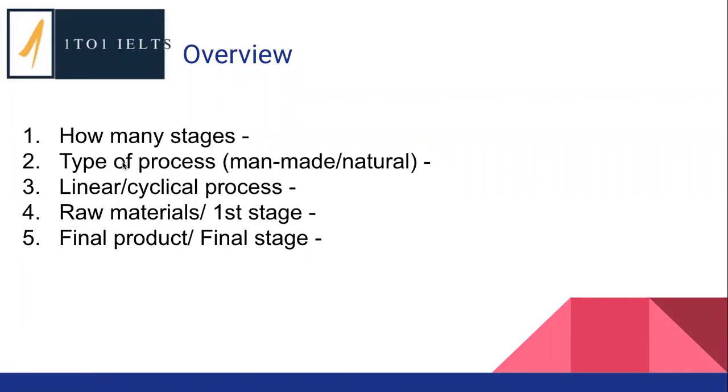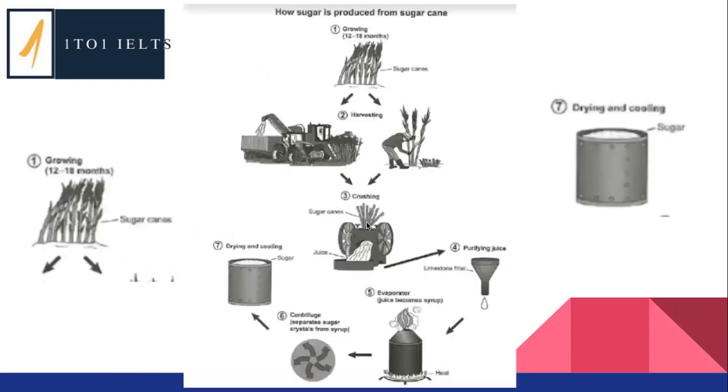Then we want to think about what type of process this is. So we're only going to have 2 options here. You're going to have a man-made process or a natural process. Here we can see that it's people making sugar, so we know that it's man-made. Is it linear or cyclical? Well, the majority of man-made processes tend to be linear. Not always, so we do need to check with the picture.